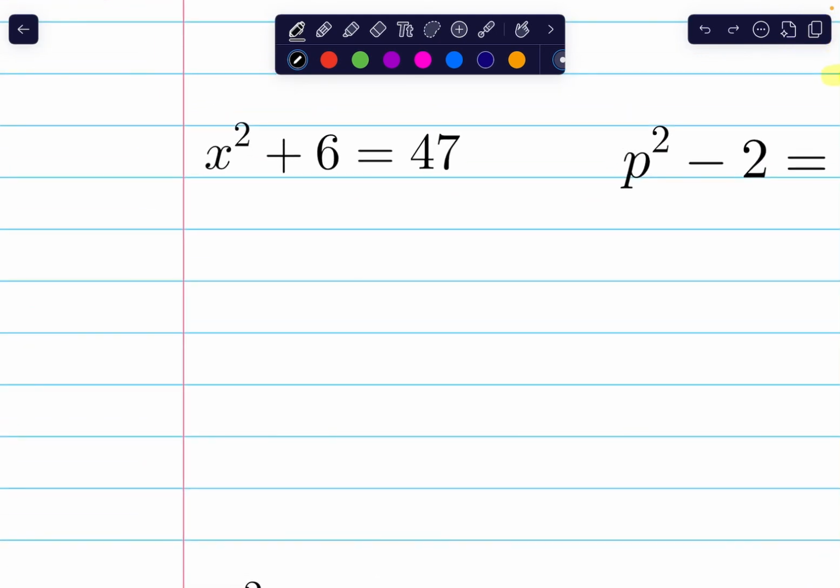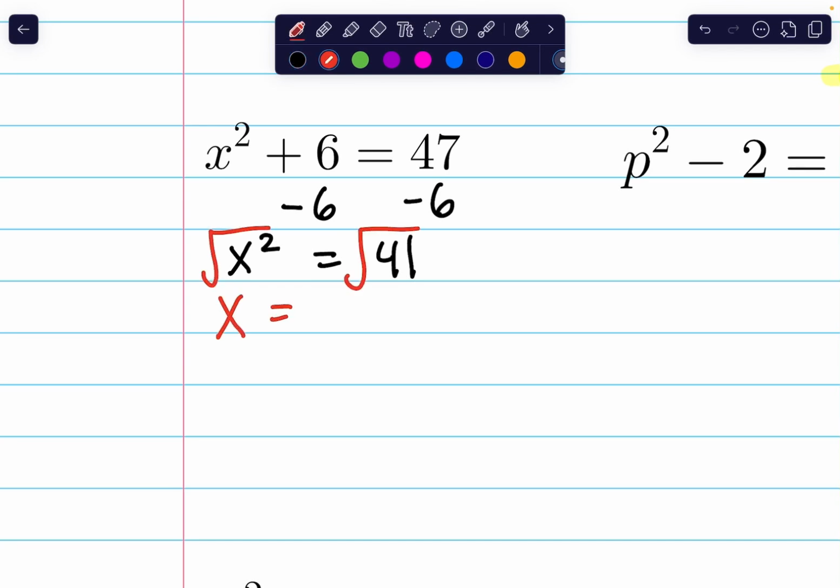How do I solve x squared plus 6 equals 47? I subtract by 6. I get x squared equals 41. I take the square root. And I get x equals, I'm going to put my plus or minus. Got to always have that there.